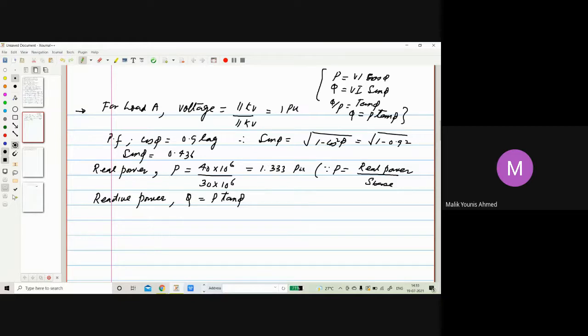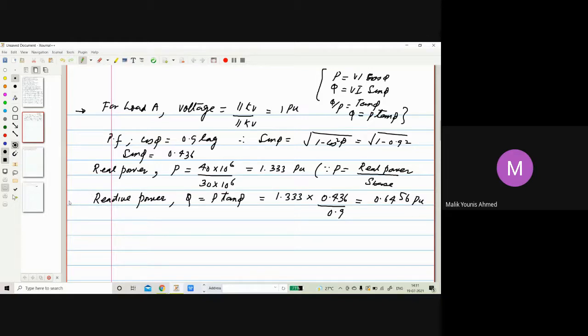So for Q, tan phi is, P we already know in per unit is how much? 1.333 in per unit. Tan phi is very simple, it is sin by cos. Sin is 0.436, cos is 0.9. So if you calculate it, the per unit value of reactive power will be 0.6456 in per unit. This is the reactive power.